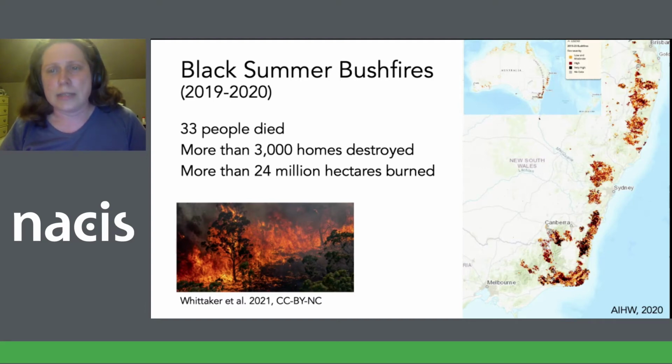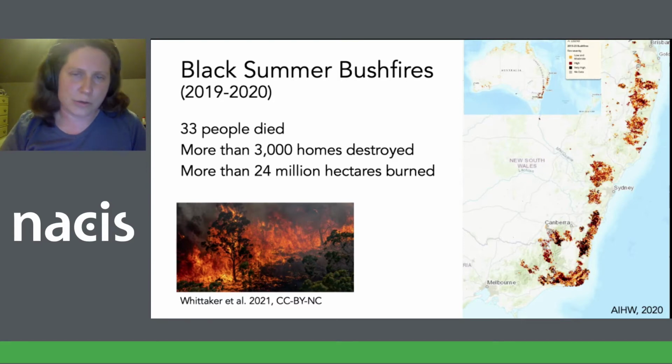So our talk presents some preliminary results from a pair of studies that we've conducted that are aimed to understand the context in which people are using these apps and what information they're seeking when they use them. This slide also just shows you how extensive the fires were and the severity of them. So you can see that most of the eastern seaboard was affected.